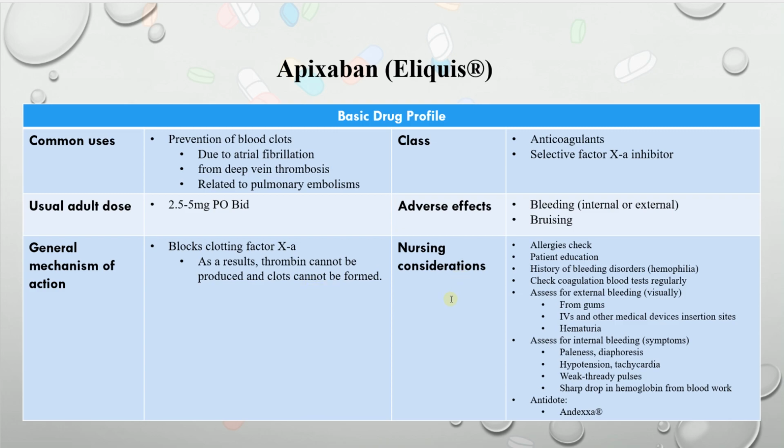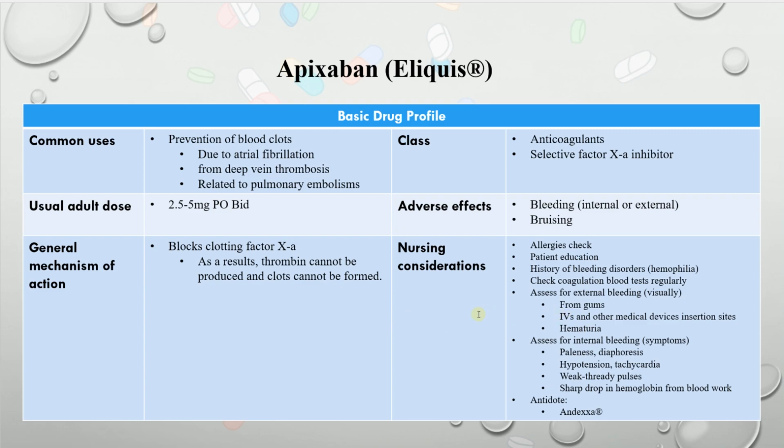Some of the nursing considerations, again, check for allergies, patient education. Be careful if the patient has a history of bleeding disorders such as hemophilia. You're going to do blood tests and blood work to check the patient's coagulation status to see if a dose adjustment needs to be done.